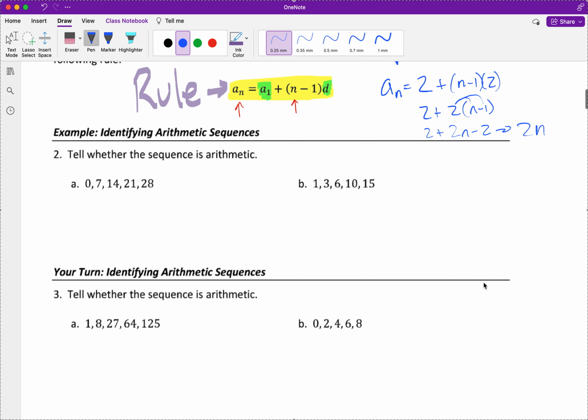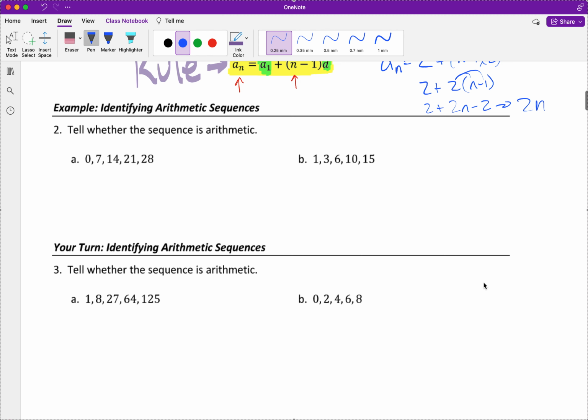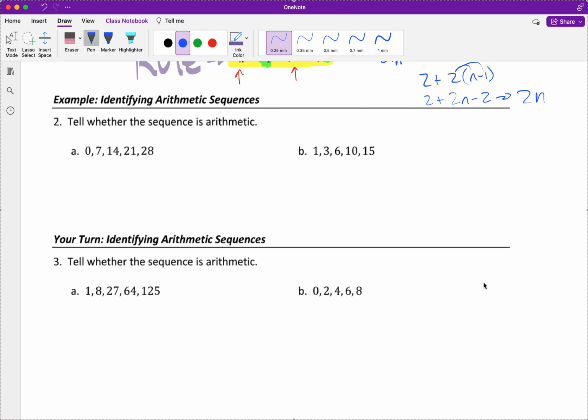So for these first 2 examples, and then your turn, we're going to try to figure out whether or not these things are arithmetic. And remember, arithmetic just means that there's a common difference between them, and that's just a really fancy way of saying that we can add or subtract the same number over and over and over. So if I look at this first one, 0, 7, 14, 21, 28, it looks like each time, wow, those are terrible, how I just tried to draw those little arcs there. Let's try that again. From 0 to 7, from 7 to 14, 14 to 21, and 21 to 28, it looks like I'm just adding 7 each time. So yes, this is arithmetic because I'm adding 7 each time.